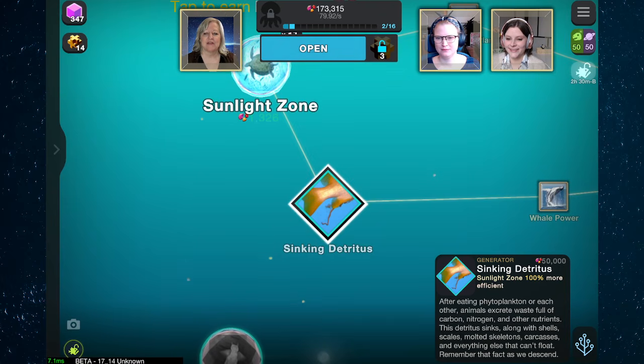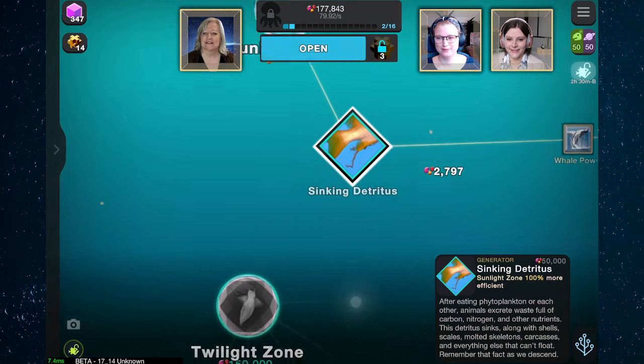After eating phytoplankton or each other, animals excrete waste full of carbon, nitrogen, and other nutrients. This detritus sinks along with shells, scales, molted skeletons, carcasses, and everything else that can't float. Remember that fact as we descend. Remember the detritus.